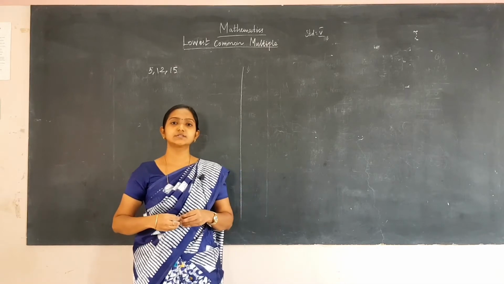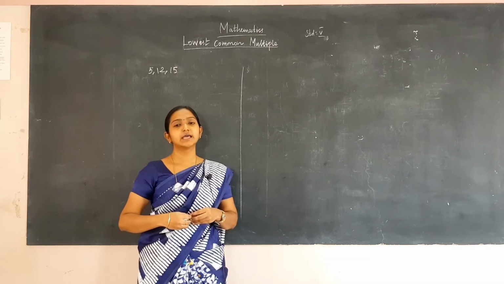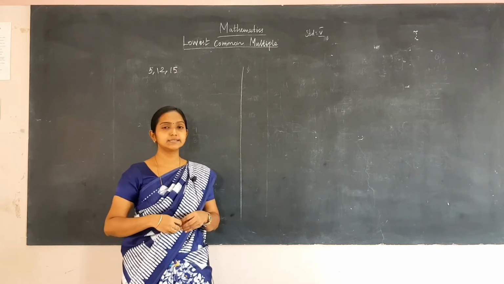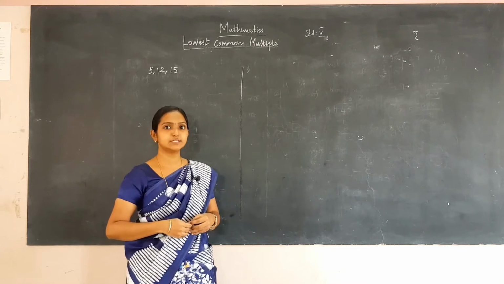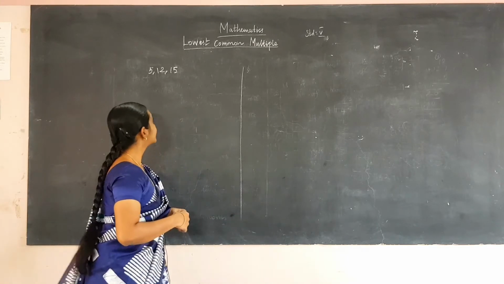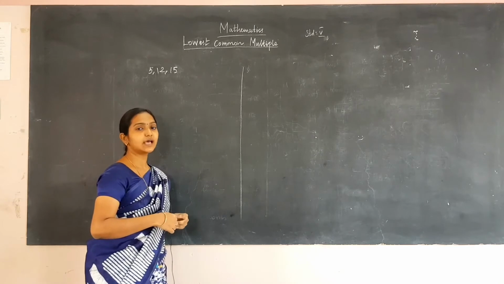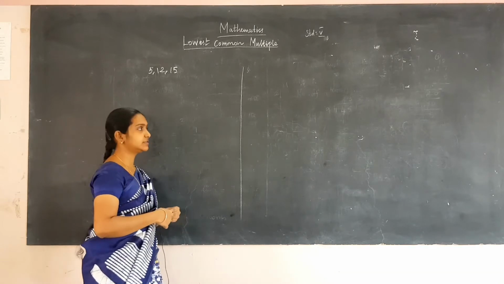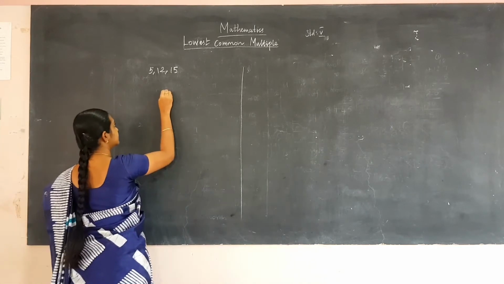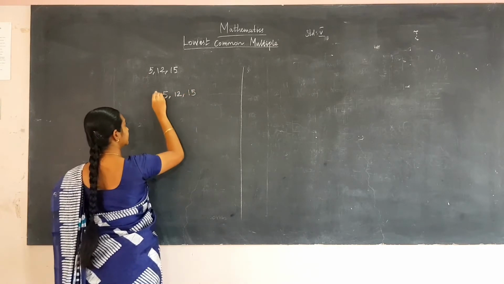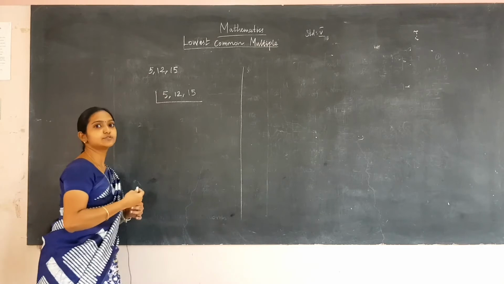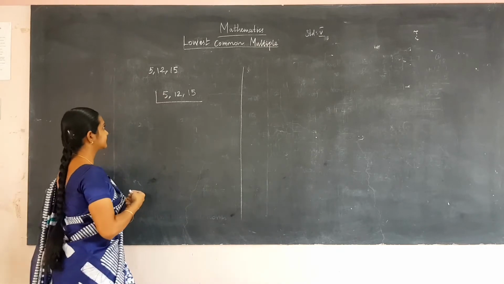Good morning students. Today we are going to learn about LCM, that is least common multiples. We are going to find the least common multiple of three numbers 5, 12 and 15 using the division method. Write the numbers together: 5, 12 and 15.